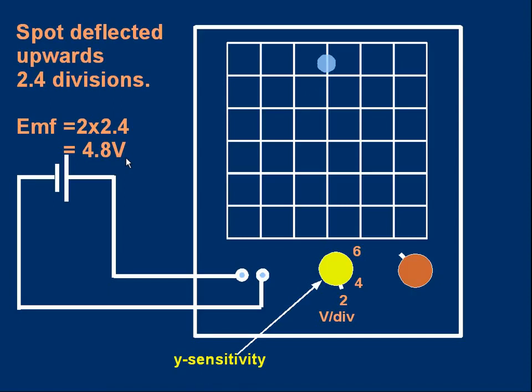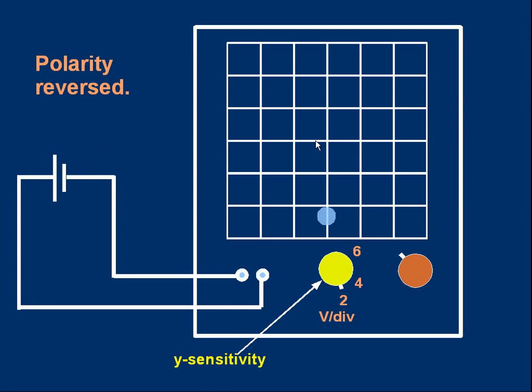It has a very, very high input resistance. What do you think would happen if we connected the cell the other way around, with the positive side on the left and the negative on the right? Pause and have a think. The answer is the spot would have moved from the middle to the bottom by the same amount as the previous screen, 2.4 divisions down. So that's a negative voltage.